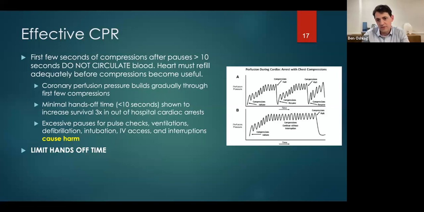So if you look at that graph on the right, that's coronary perfusion pressure as a function of compressions. And if you look, every time there's a stop in compressions, it drops all the way down, and you're not actually going to perfuse the coronaries until you get up to a certain level. So you really want to minimize hands-off time. If you can keep the breaks to under 10 seconds, you can increase survival by 3 times in out-of-hospital cardiac arrests. So excessive pauses for pulse checks, ventilations, defibrillation, intubation, IV access, and other interruptions can cause harm.